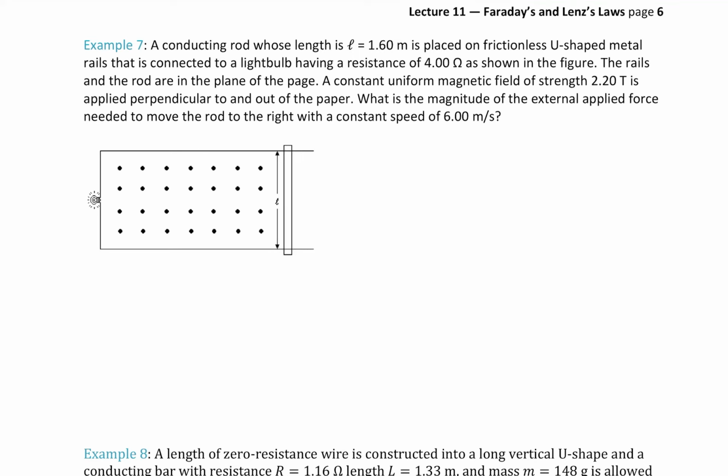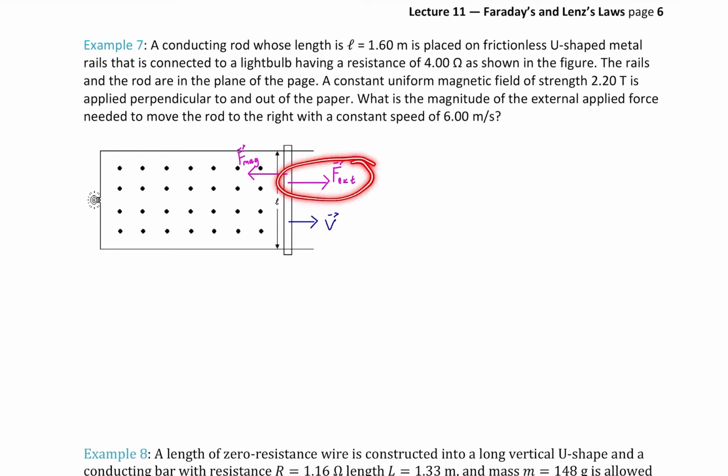Anytime you have one of these motional EMF problems that involve a complete loop like this, there's always a required force to maintain constant velocity. It doesn't matter if you're moving in this direction or in this direction; in both cases, there's going to be a magnetic force that opposes the movement. So to maintain velocity, you have to have an external force. So here are our forces, to maintain a constant velocity.